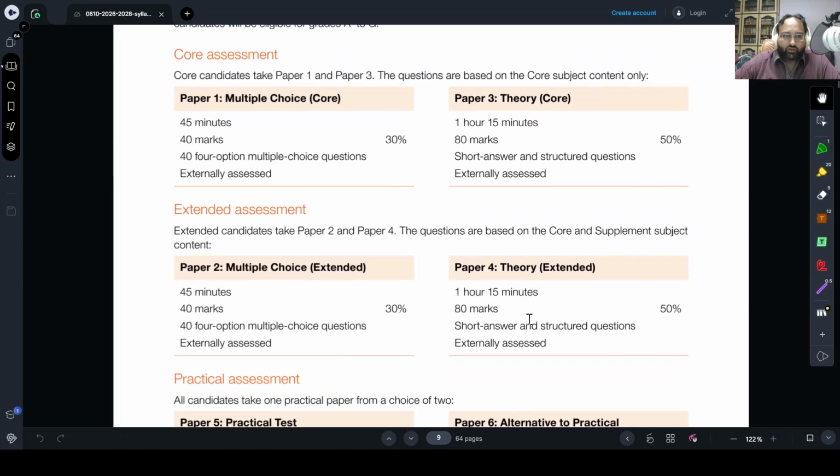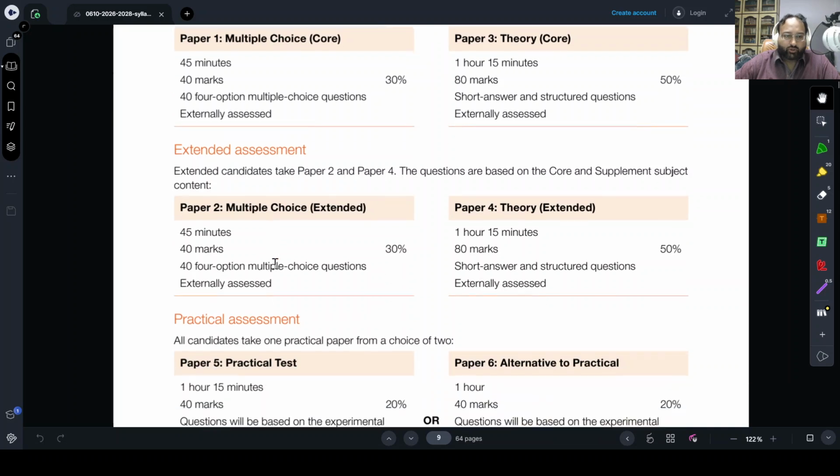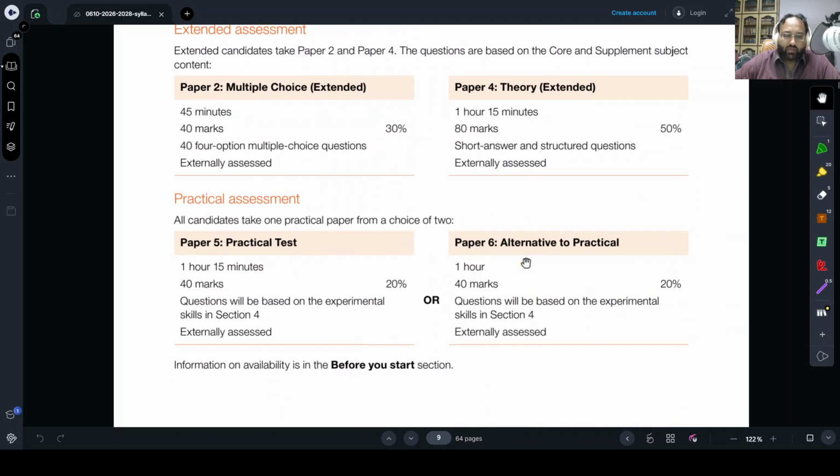You have the usual 6 papers, of which you'll be attempting 3. So you've got the core and extended. Since we'll be doing the extended papers, we're going to be doing paper 2, which is the MCQ, paper 4, which is the extended theory, and paper 6, which is the alternative to practical. So 2, 4, 6. Paper 2, the MCQ, is 40 marks, 40 MCQs, just like for the other sciences, and it's 45 minutes long. It's worth 30% of your grade.